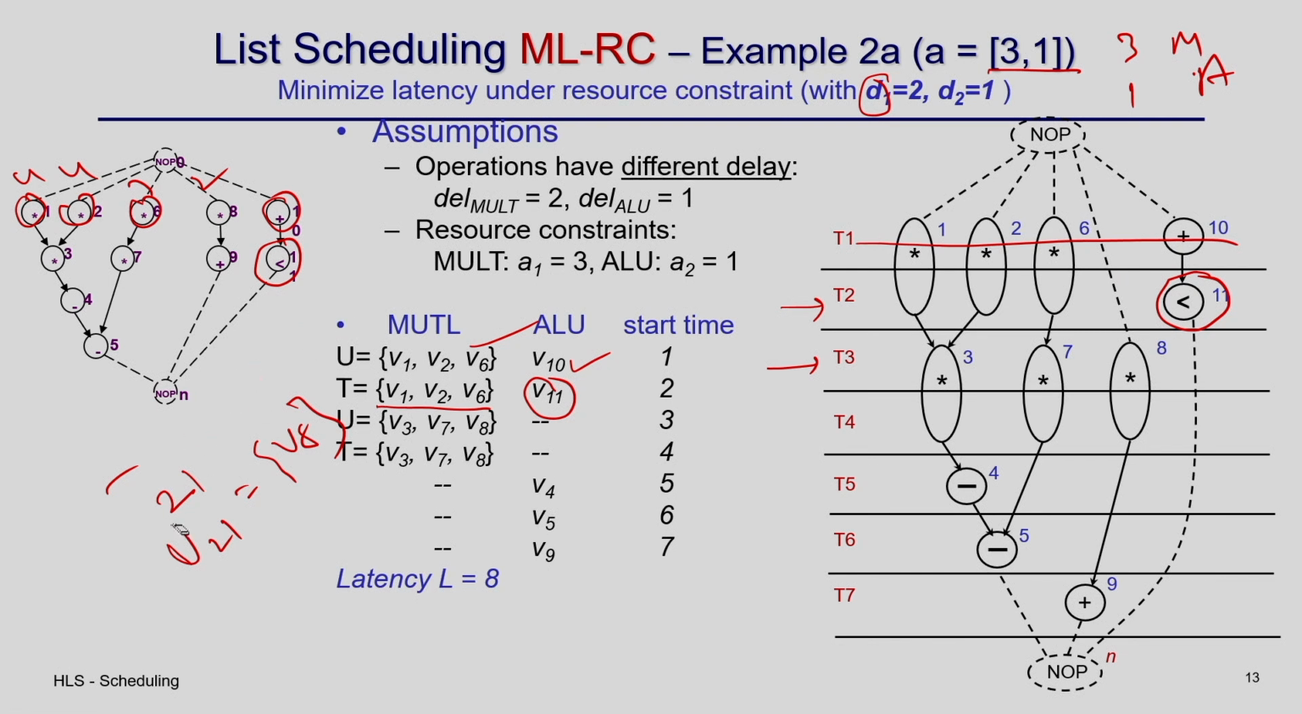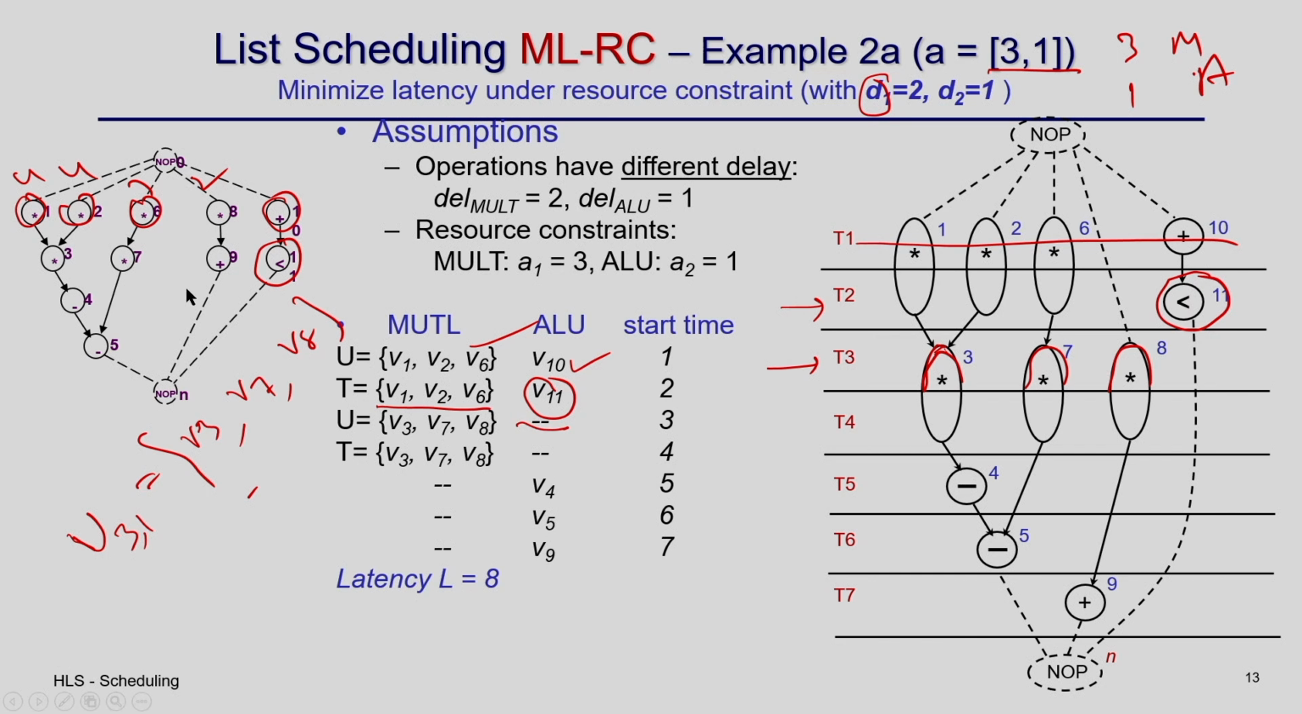So, for now, let us identify that. Whenever they are done, my U is U 3 1, that means in timestamp 3 for type multiplier 1, V3, V7 and V8 are available. I am going to schedule all of them in timestamp 3 because there are 3 multipliers available and only 3 operations, so I do not have to check the priority. And there is no ALU operation ready to be scheduled, so I am not going to do anything there.